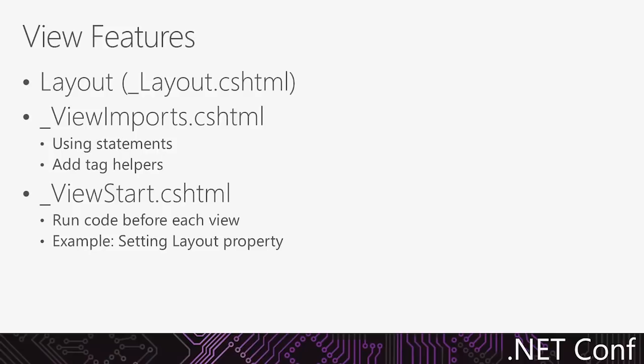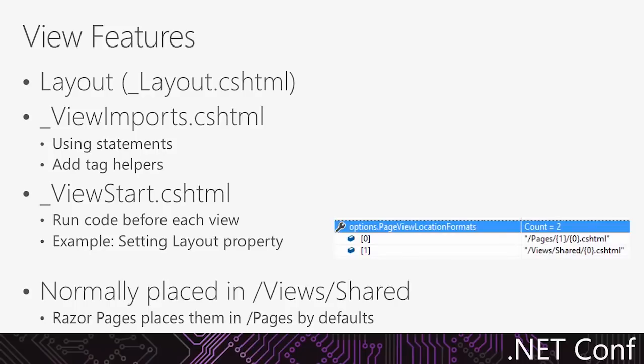Razor Pages places them in the root of the pages folder by default, but will also search in the views shared folder as well. So if you're mixing Razor Pages and MVC views in your project, Razor Pages will look for these view files first inside of a pages folder, and then if it doesn't find them there, it will look inside of the /views/shared folder for a view that matches the name of whatever it is it's searching for. You can override this behavior by modifying the page view location formats collection shown here inside of startup.cs when you add MVC to your app.